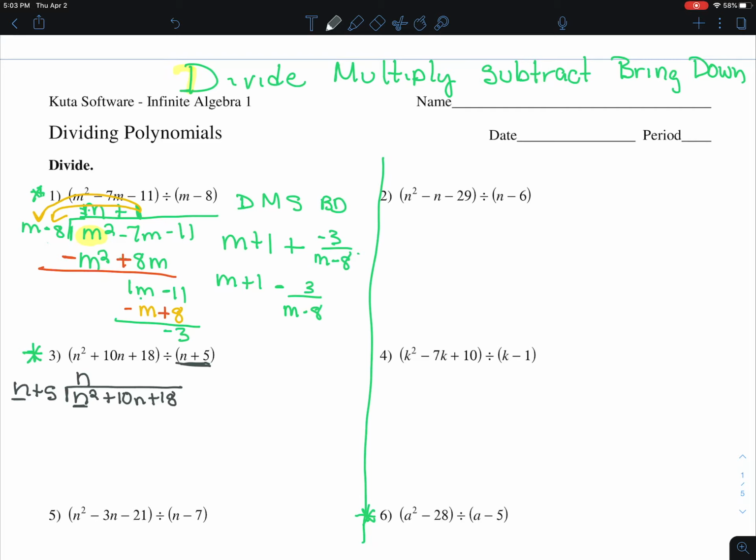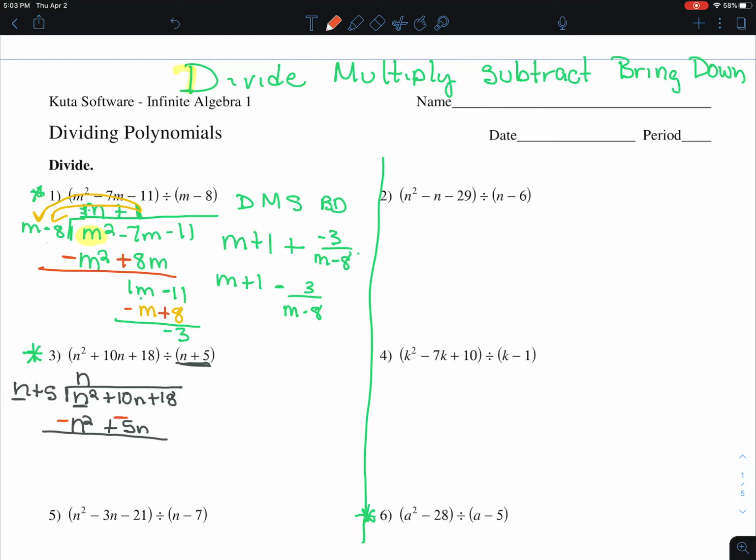You are correct, n. So then I'm going to multiply n by n, and I'm going to multiply n by 5. So I've divided, then I multiplied. What is the next step? Subtract. And to subtract is simply adding the opposite. So I'm going to change the signs of both of those and then add them together.